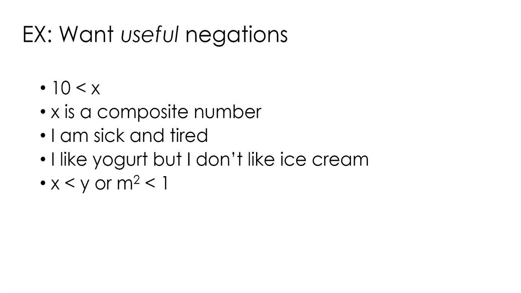Here's a more mathy one. The negation of x is less than y would be x is greater than or equal to y. And the negation of m squared is less than 1 would be m squared is greater than or equal to 1. And since we're negating an or, we need to change it to an and. So the negation is x is greater than or equal to y, and m squared is greater than or equal to 1.